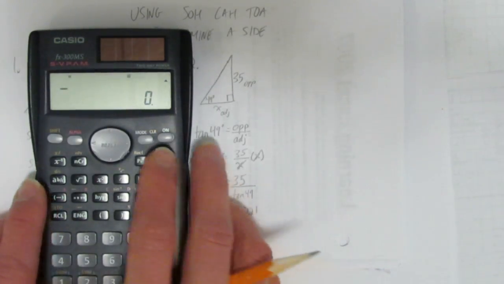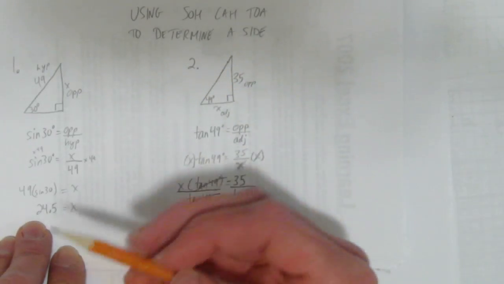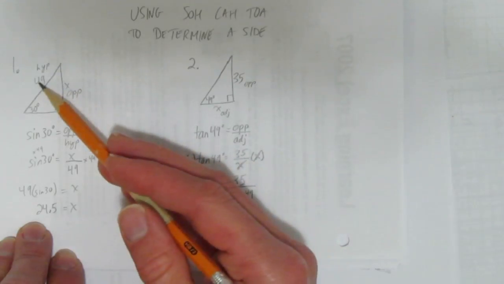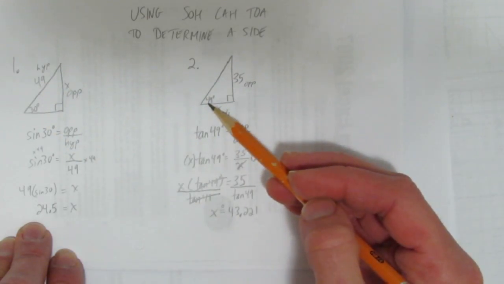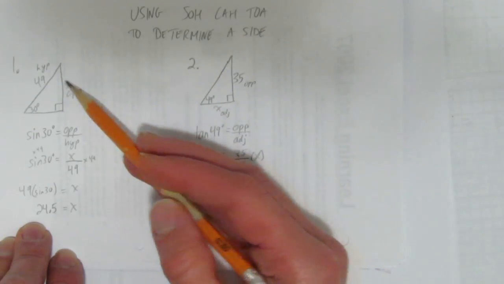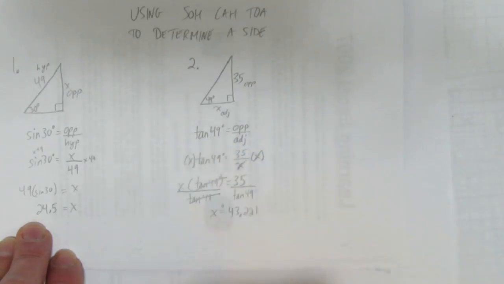And I did it. In both triangles, I used Sohcahtoa to determine the length of a side. Each time, I looked at what sides I had compared to the angle I'm using, and then picked the appropriate ratio based on what sides I had. Opposite and hypotenuse were sine, opposite and adjacent were tangent. I used that formula, and I solved for x.